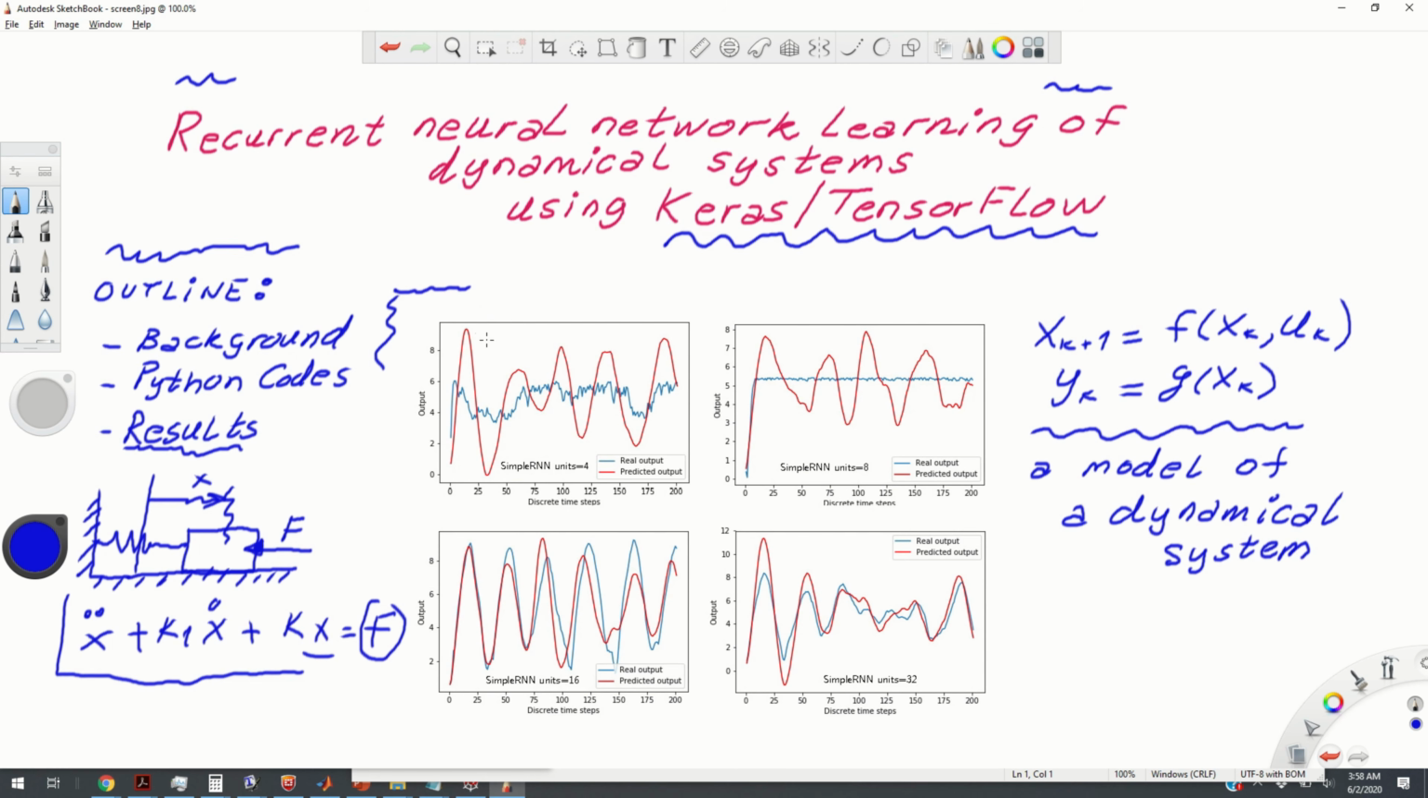Here, this graph represents final results of using recurrent neural networks to estimate a model of a mass and spring system, and these results are obtained for increased number of internal nodes of your neural networks, and this will be one of our last slides in this lecture.